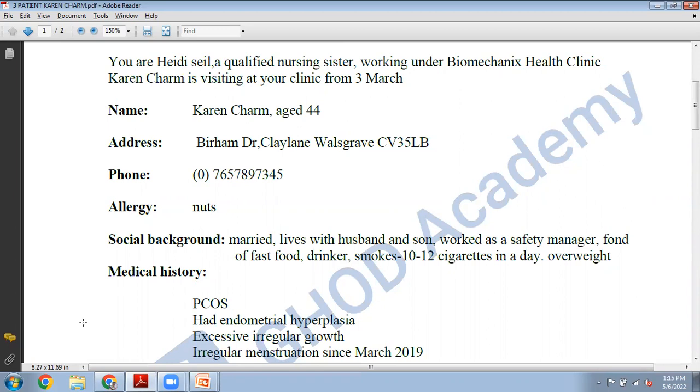And social background is given. Married, lived with husband and son. It's needed. Works as safety manager, not at all. Fond of fast food, drinker, smokes 10 to 12 cigarettes in a day and overweight. So these things we have to include. Fond of fast food is a semi-relevant point, but drinker and smokes, that we have to definitely include. And along with that, don't forget to use the term that she is overweight.